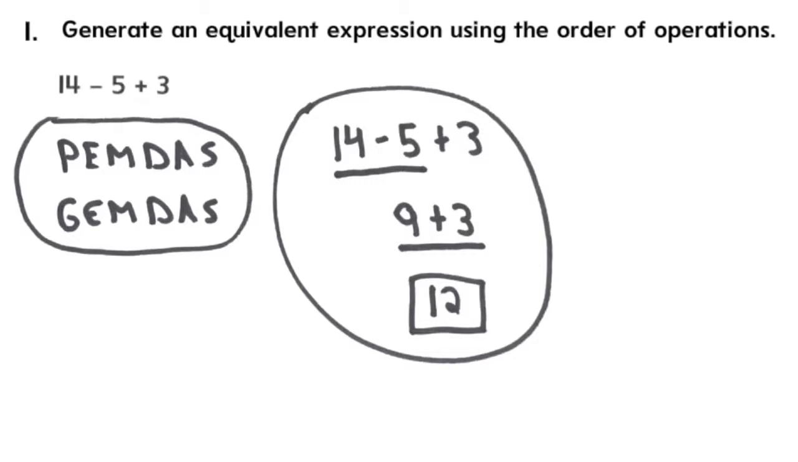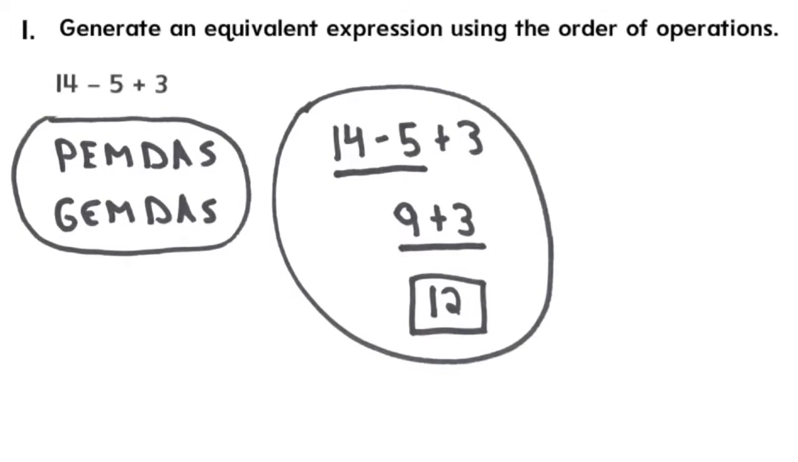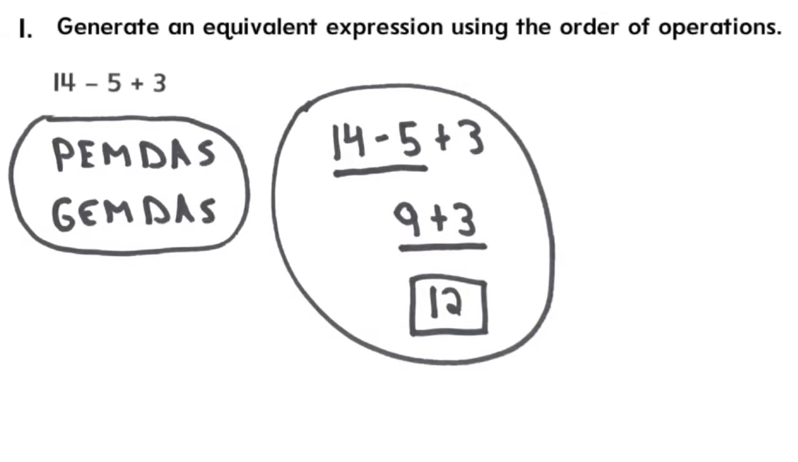Now if you notice there, after I solved that step, I rewrote my problem. Once you do that, whatever's left, you would solve it. In this case, it's 9 plus 3, and your final answer is 12.